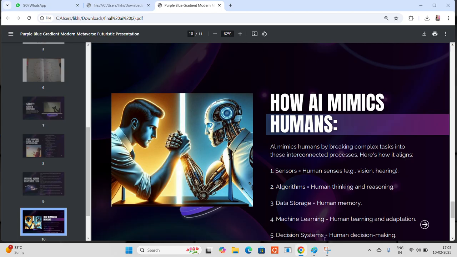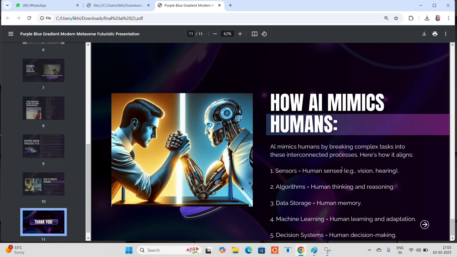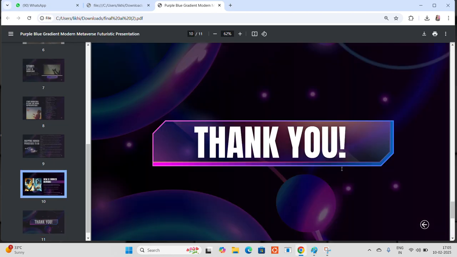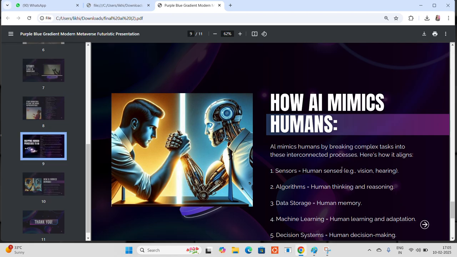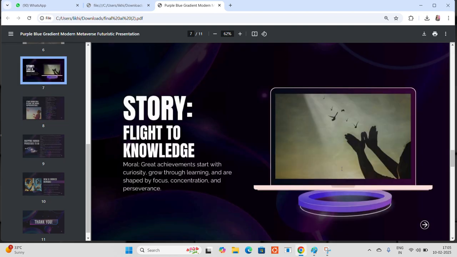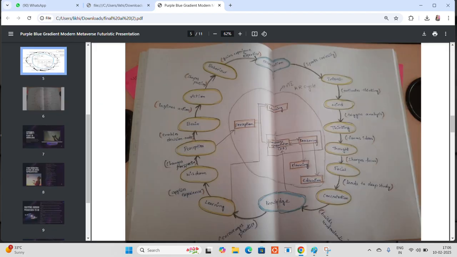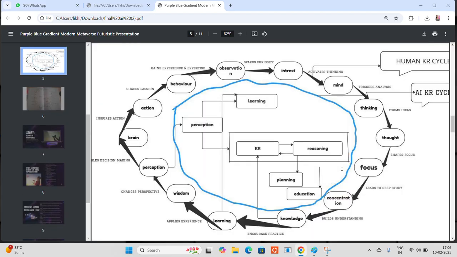Next, coming to human decision making. We humans make decisions based on our experience, learning, etc. In the same way, AI will make its decisions based on the learning models, etc. Both are the same. This is all about AI and its mind mapping using cognitive science. I hope this is clear. Focus on the AI knowledge representation cycle, which is very, very important. Thank you.